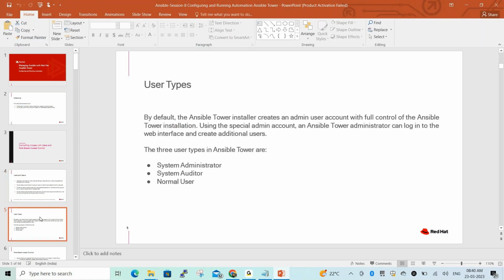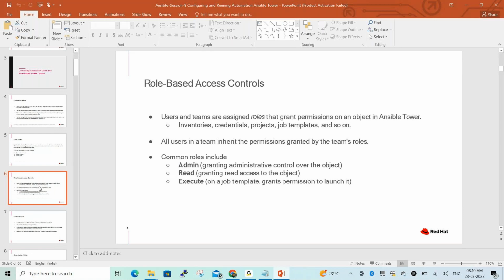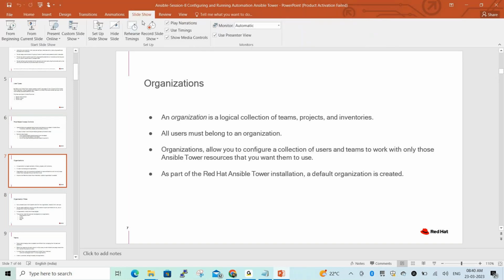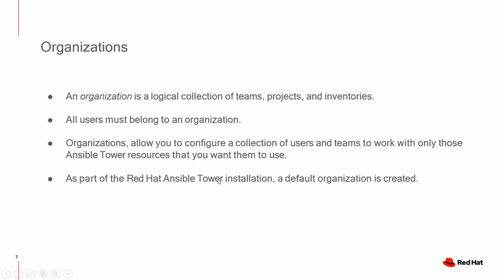We already discussed these things in the last session. So we were on organization. Organization is a logical collection of teams, projects, and inventories. All users must belong to an organization. Organizations allow you to configure a collection of users and teams to work with only those Ansible Tower resources that you want them to use. As part of the Red Hat Ansible Tower installation, a default organization is created, so you can proceed with the default organization.